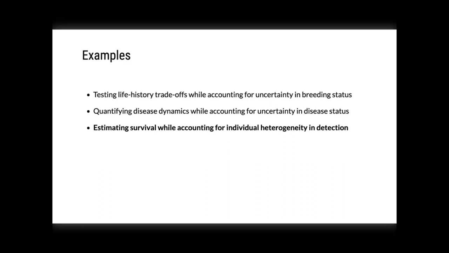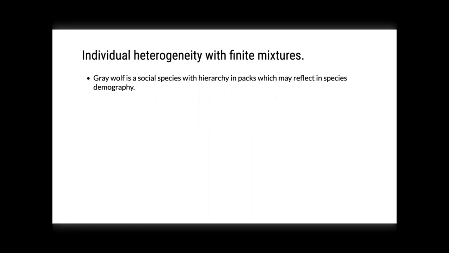Okay, finite mixtures. So it's a way to account for individual heterogeneity. You have some individuals that are assigned to a class or another with some probabilities, and you make your demographic parameters class specific. And as an example, I use a lot the gray wolf, which is a social species with some hierarchy, which may reflect in the species' demography. A nice picture of a wolf.